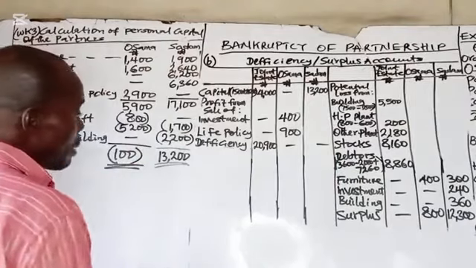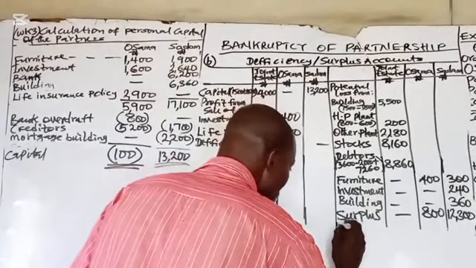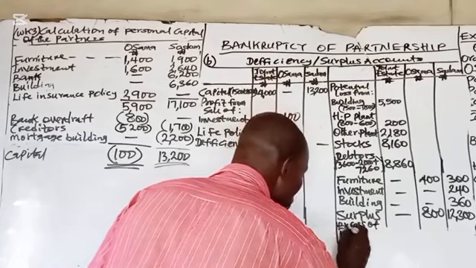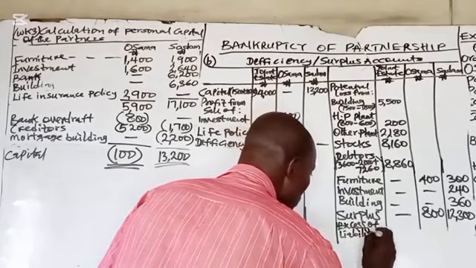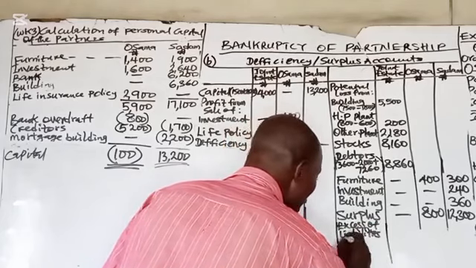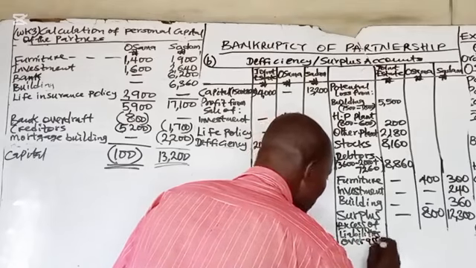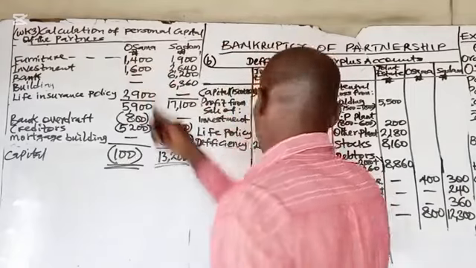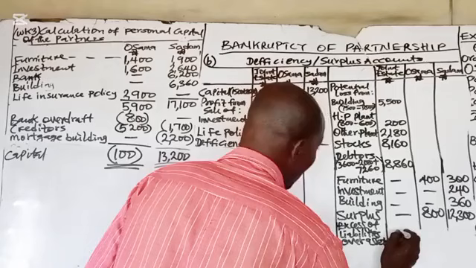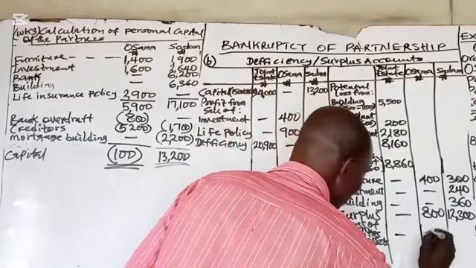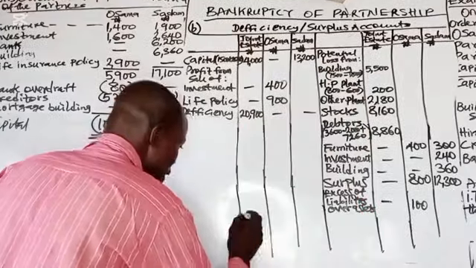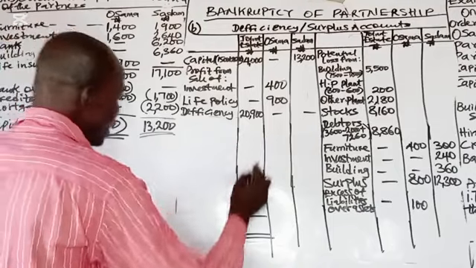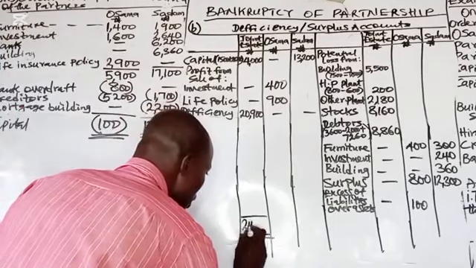But for Osama, we have excess of liabilities over assets, because liabilities is greater than assets by 100. That is for Osama. We have 100. For joint estate, 4,000 plus 20,900. That will be 24,900.